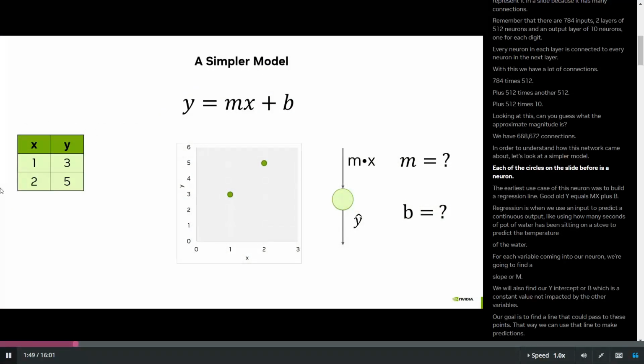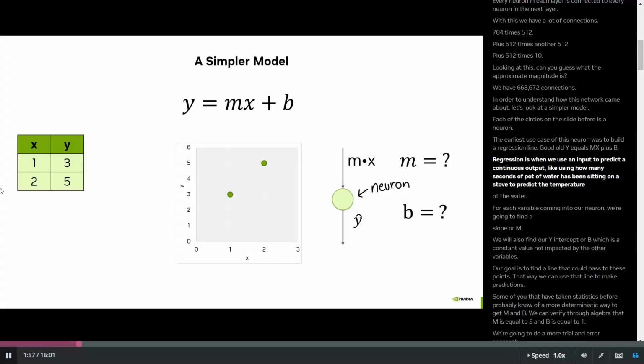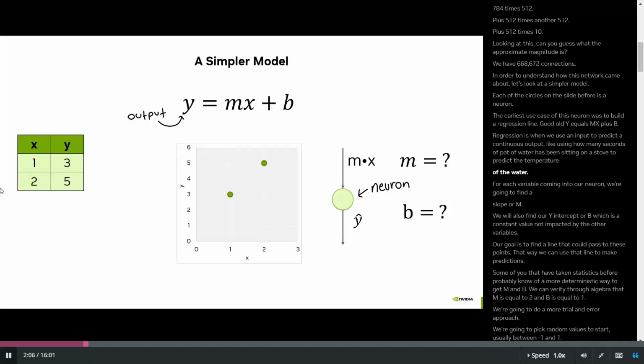Each of the circles on the slide before is a neuron. The earliest use case of this neuron was to build a regression line, good old y equals mx plus b. Regression is when we use an input to predict a continuous output, like using how many seconds a pot of water has been sitting on a stove to predict the temperature of the water.